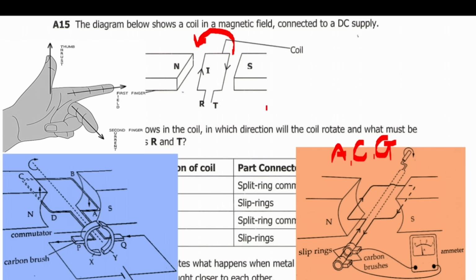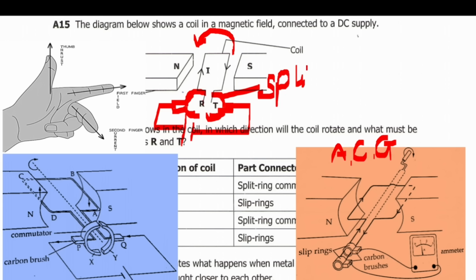All right? So since it will rotate in the anti-clockwise direction, then where should it be connected? This should be connected to the split ring. This is where they will be connected to the split ring, which will be connected to some source, this side positive, this side negative. Because sometimes they can ask you to complete the diagram. So this will be the split ring commutator.